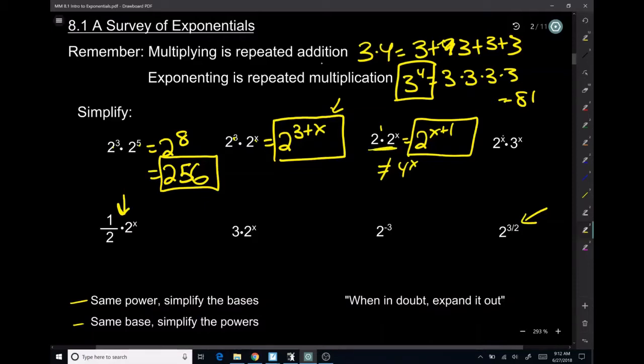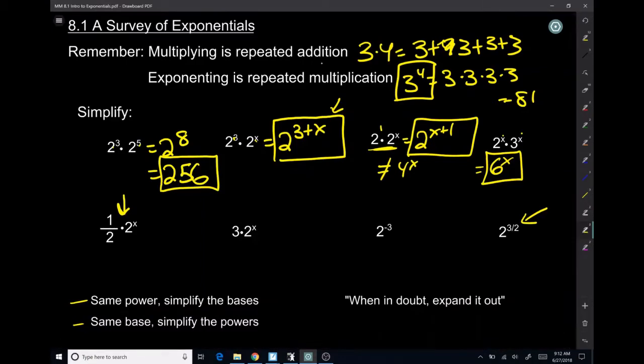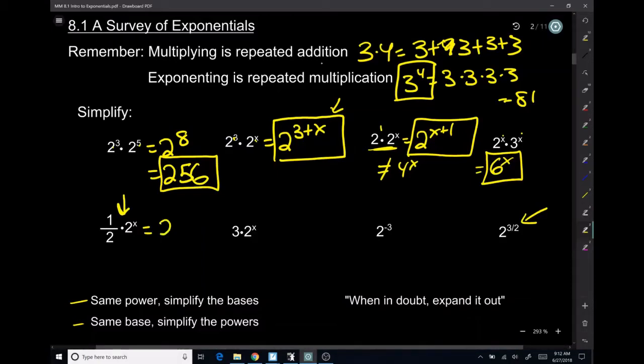So here we had the same base, so the power is 1 plus x added. Here we have the same powers, so the base will simplify. This would become 6 to the x. Remember, you could always just check this by plugging numbers into your calculator, plugging in like x equals 2 and seeing if they come out the same.